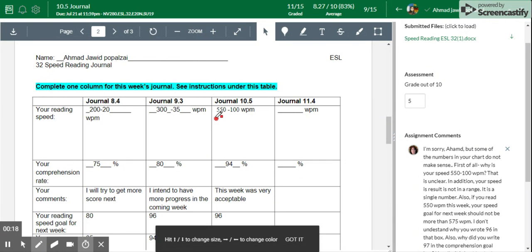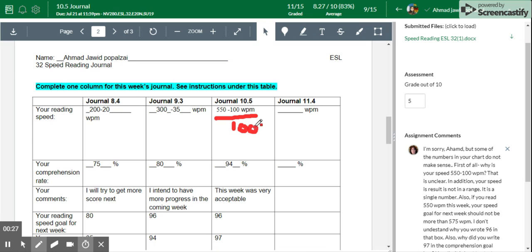For example, 550 to 100. Do you mean to 1,000? Because that doesn't really tell me your speed. That is much too big of a range. All right. And you shouldn't have a range. You should have a speed.